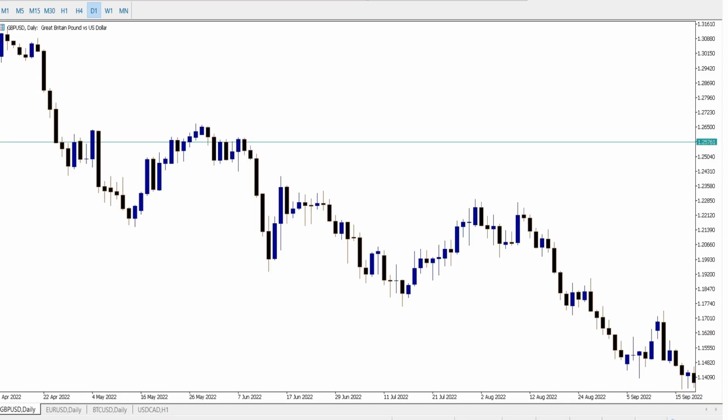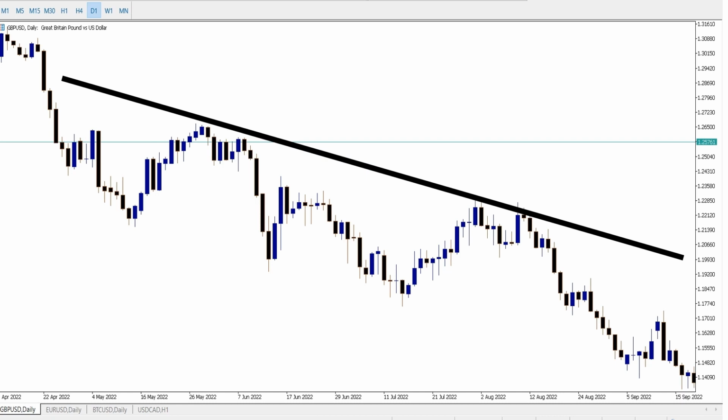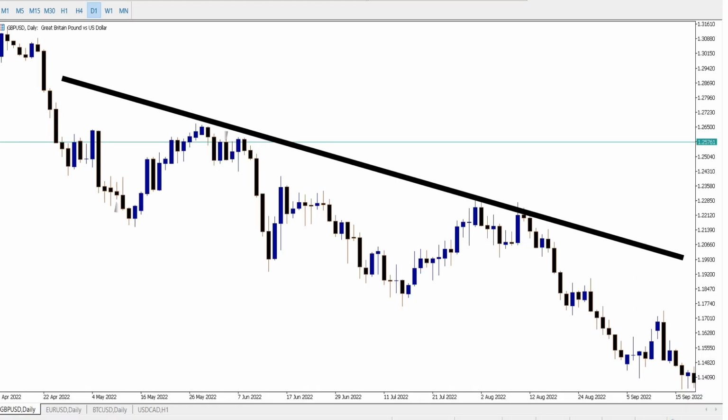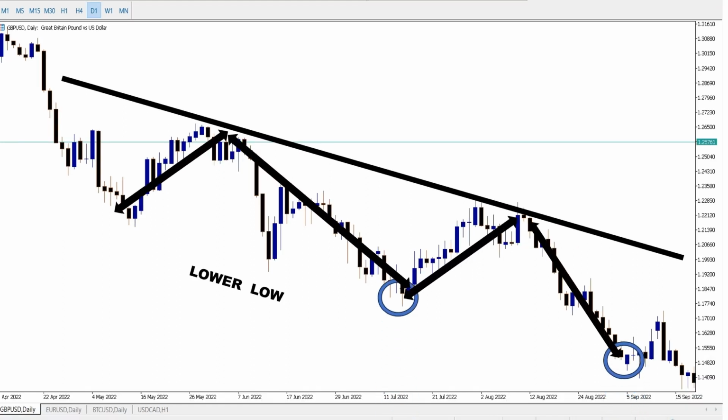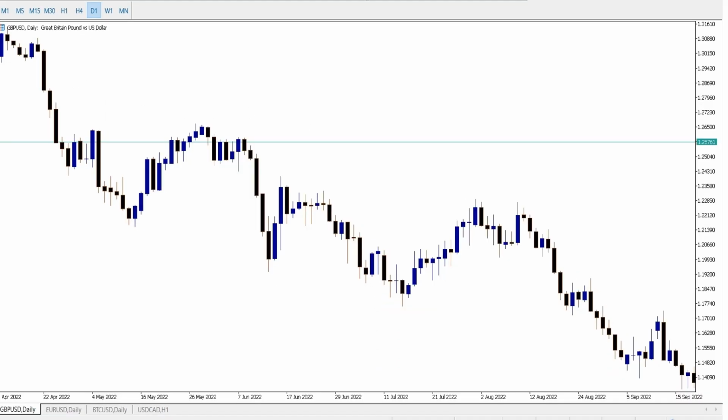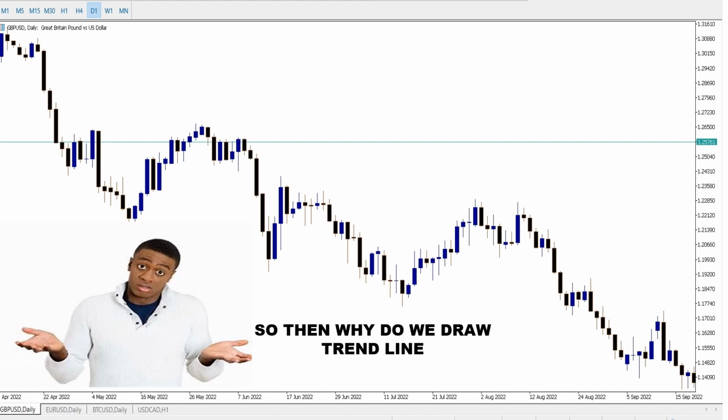Now in a downward trend, a line is drawn by connecting lower swing highs to higher swing highs, indicating a bearish trend. So what this means is, in an ideal downtrend, price will be making lower highs and lower lows. Now, a trend line is then applied to connect the swing highs along the top and swing lows along the bottom. So why exactly do we draw trend lines?